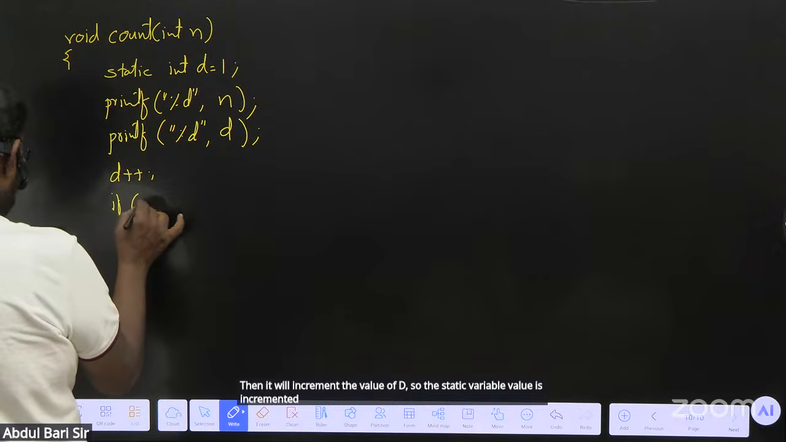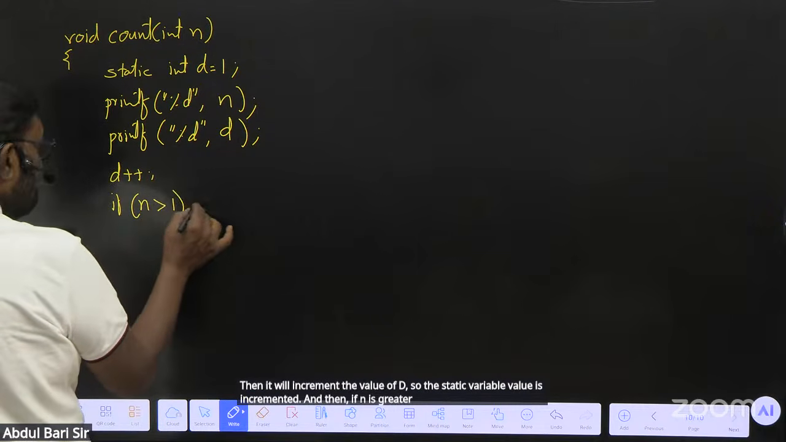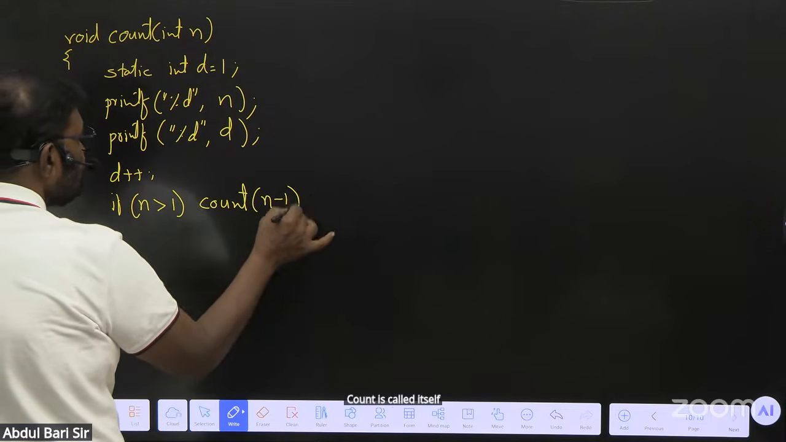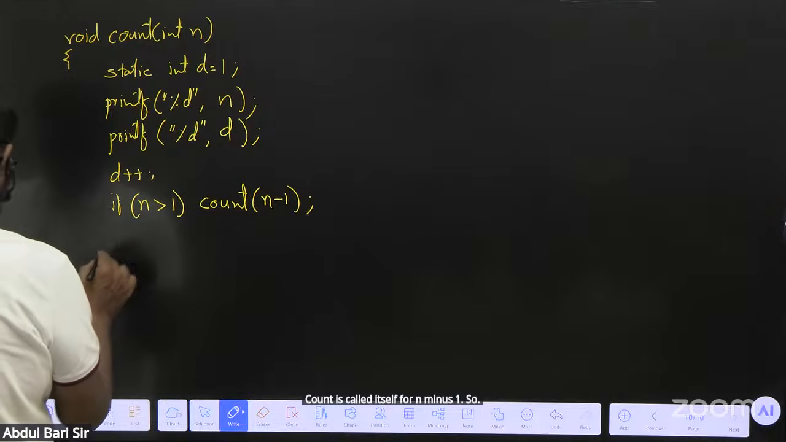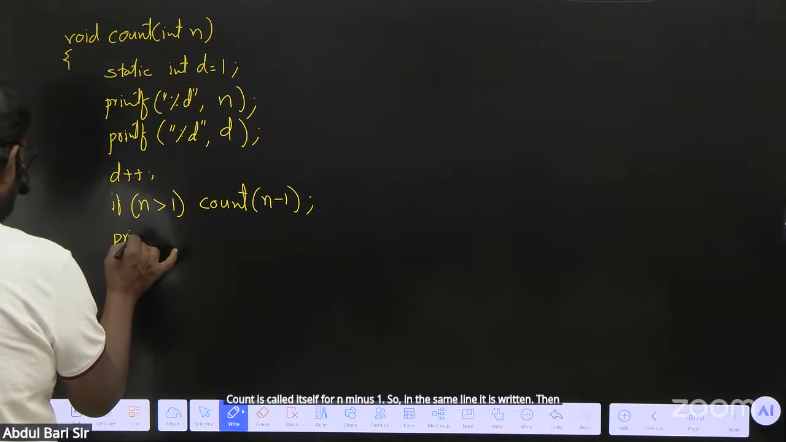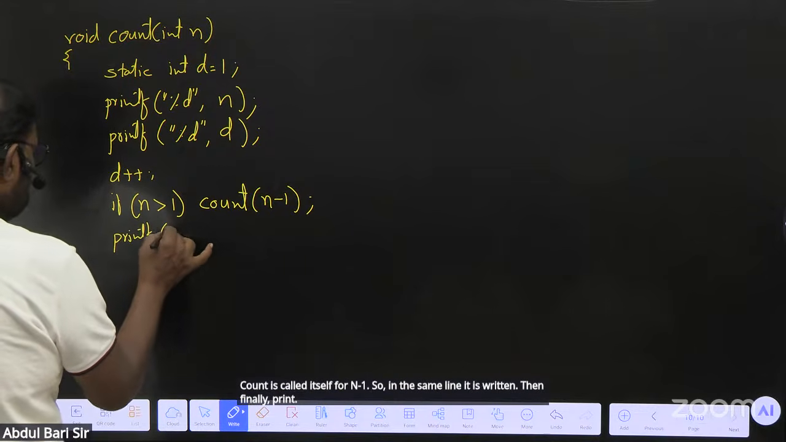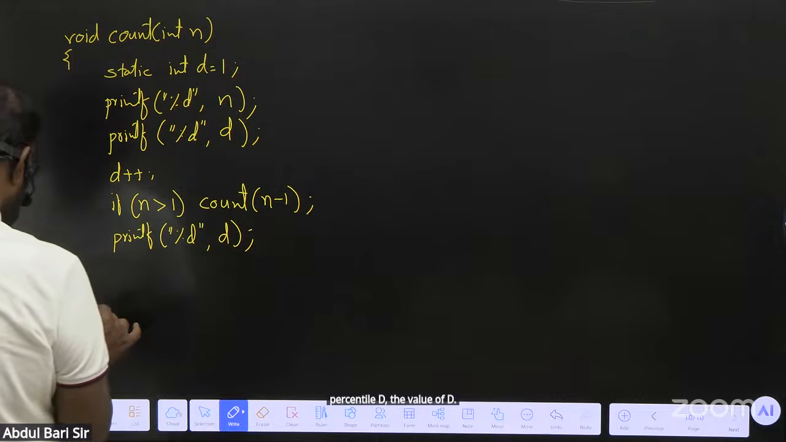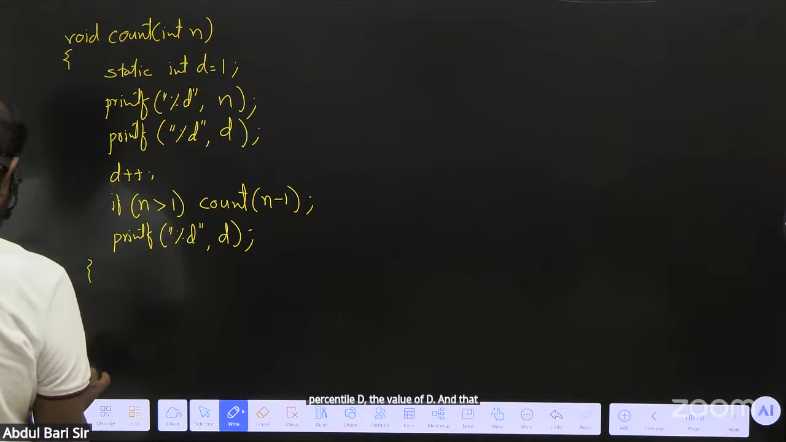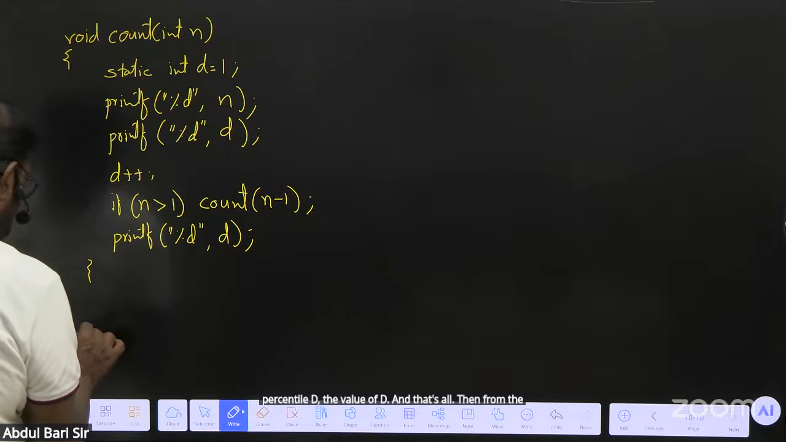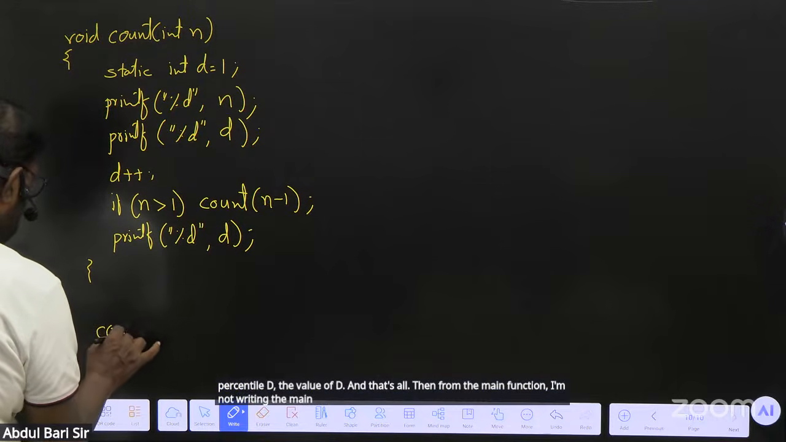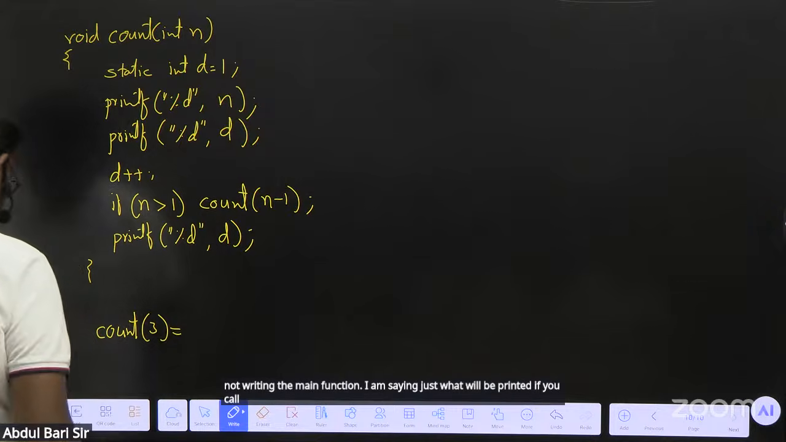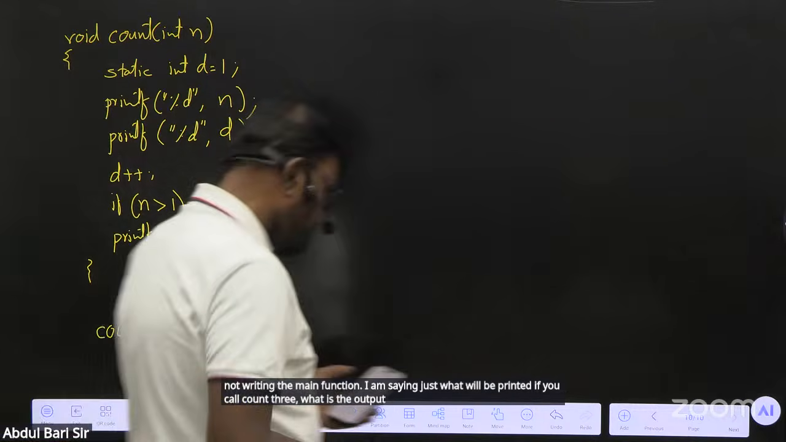And then if n is greater than 1, count is called itself for n minus 1. So in the same line it is written. Then finally, print percentile d, the value of d. And that's all. Then from the main function, I'm not writing the main function. I'm saying just what will be printed if you call count 3. What is the output? You have to show the output.